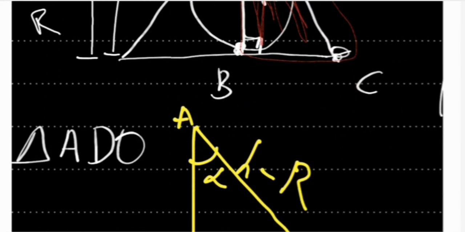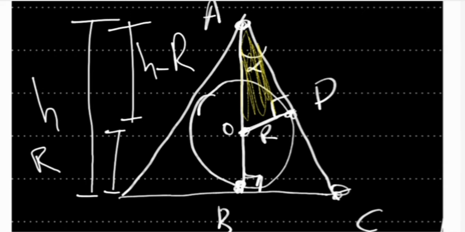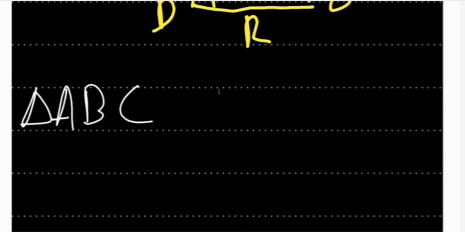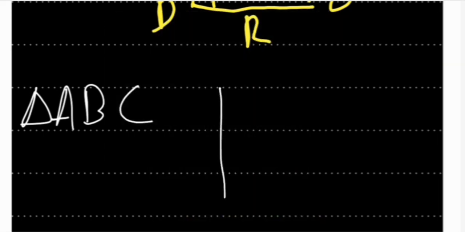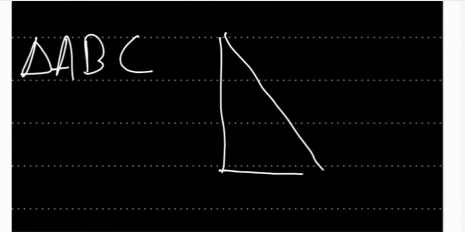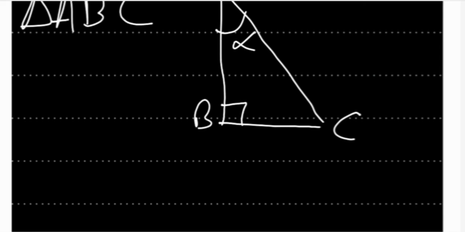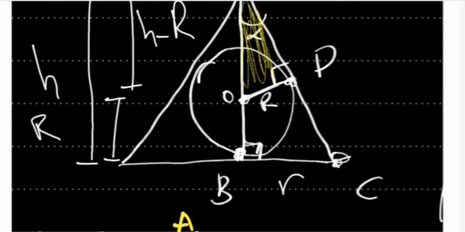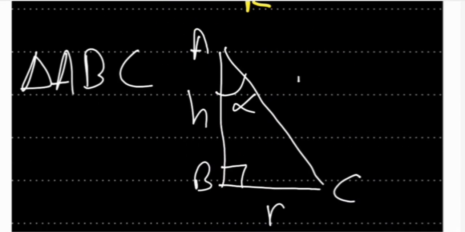So how is this triangle? Well, let's draw it over here. Now this one is easier to draw, right? Because we don't need to rotate it. So A, B, C. Here it was 90 degrees. So this part over here is small r, right? This part over here, A to B, is H, right? Now what is this value over here?